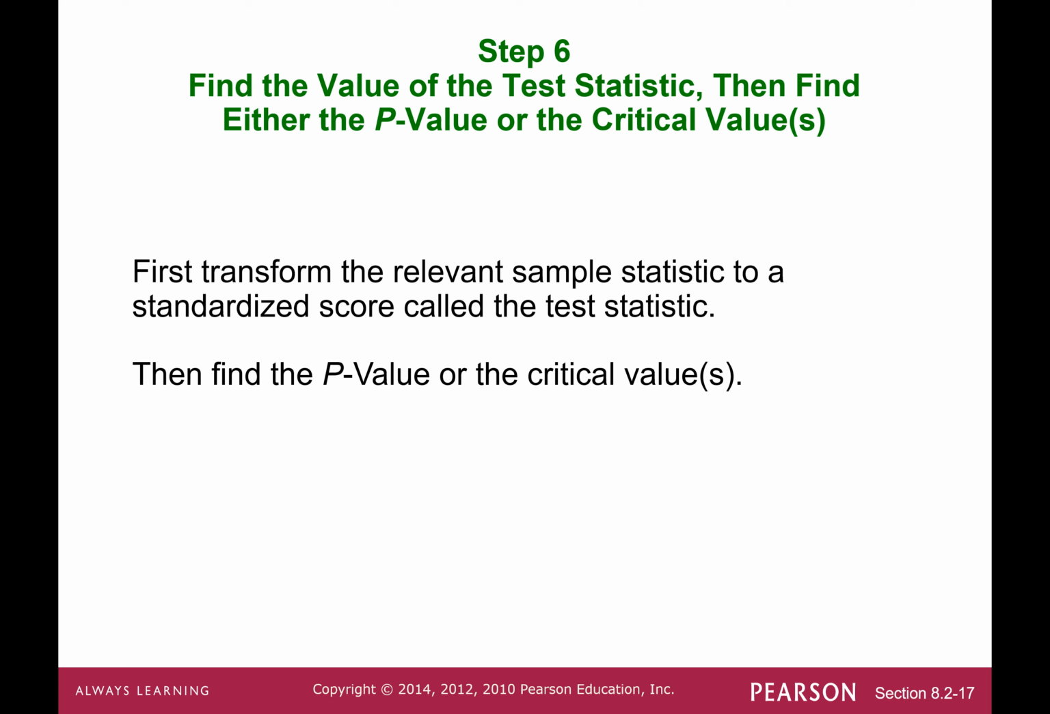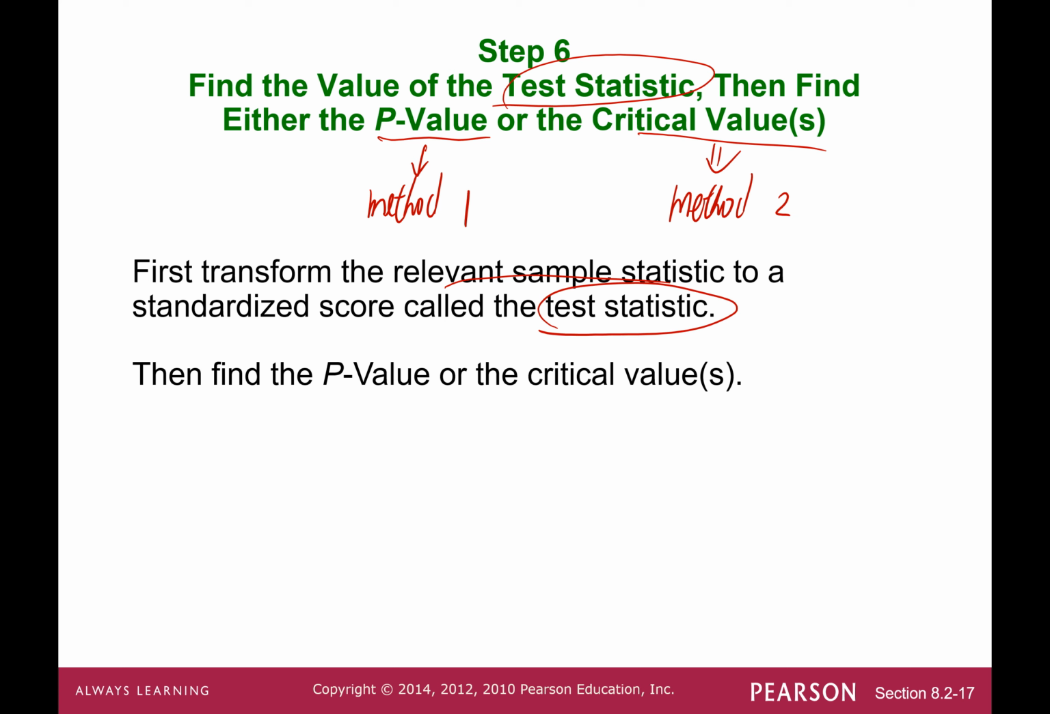And step 6: find the value of the test statistic, then find either the p-value or the critical value. So there are two methods. Method number one is the p-value method, meaning find the probability associated with the given test statistic. Method number two is the critical value method. So first of all, we transform the relevant sample statistic to a standardized score called the test statistic, and then find the p-value or the critical value.